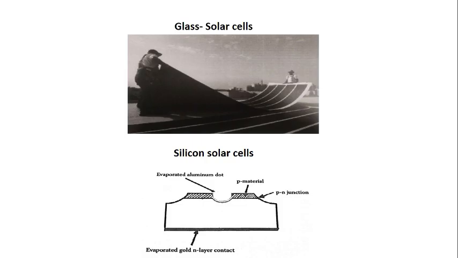Today, we are examining a silicon solar cell as shown in this schematic. At its core, we have the P material forming the base, which meets the N layer at the PN junction, where the magic of charge separation happens. On the P side, an evaporated aluminum dot serves as a contact, efficiently collecting positive charge carriers. On the N layer, an evaporated gold contact gathers negative carriers, completing the circuit. This design harnesses sunlight to generate electricity with precision. Let's explore how these components work together to power our world.